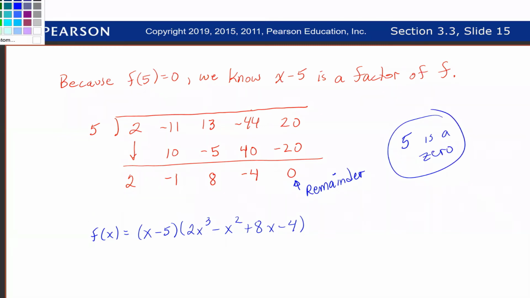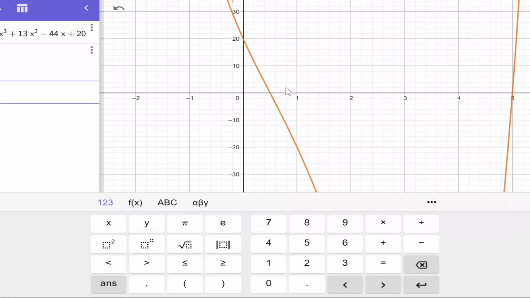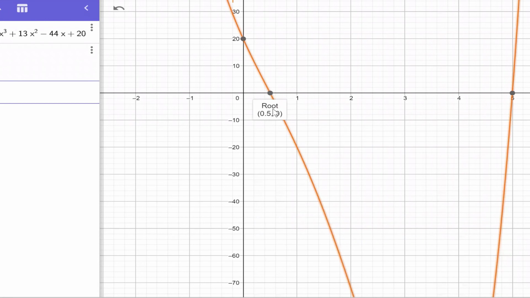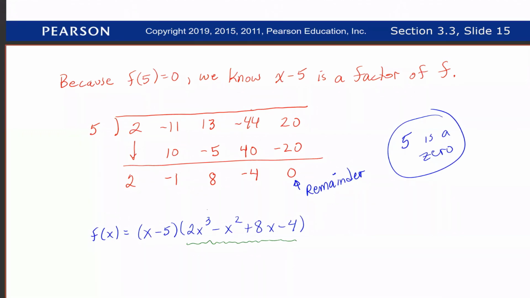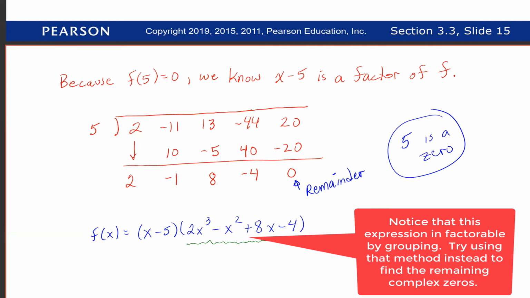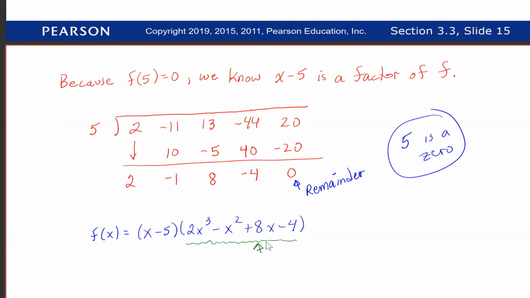And now that we've done that, our goal is to work on the expression 2x cubed minus x squared plus 8x minus 4. If we go back to our original graph, it looks like 1/2 is a 0, and it is. Because f of 1/2 equals 0, I know substituting 1/2 into the expression underlined in green is going to give me 0. Because putting 1/2 in for x minus 5 does not give me 0. The only way the overall expression can be 0 when I evaluate it at 1/2 is if this expression is 0.